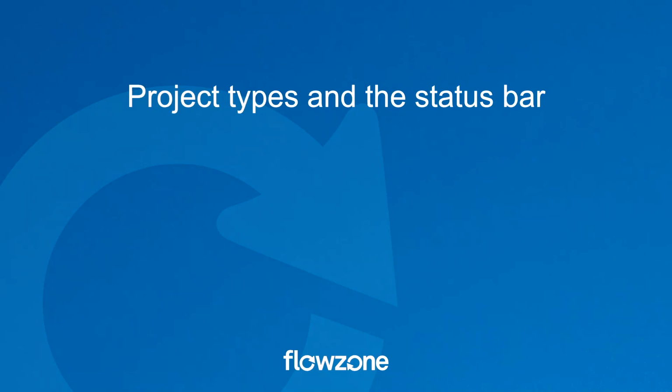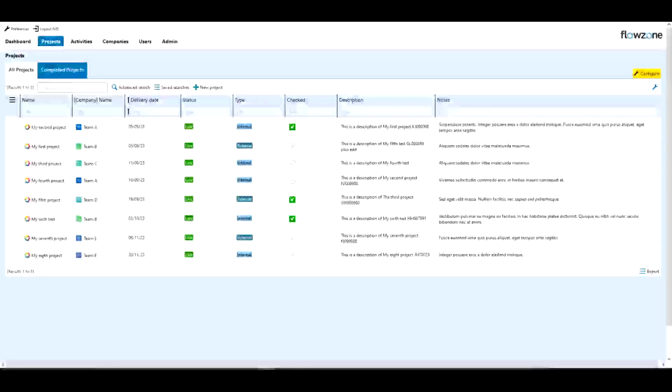In this video we are going to be looking at project types and the status bar. So let's dive into a test system, and I'm in the projects area, and you can see I've got 8 projects in this list view of projects. You can see I've got the type column here, which is indicating to me that I've got 2 different types of projects. I've got some internal and I've got some external.